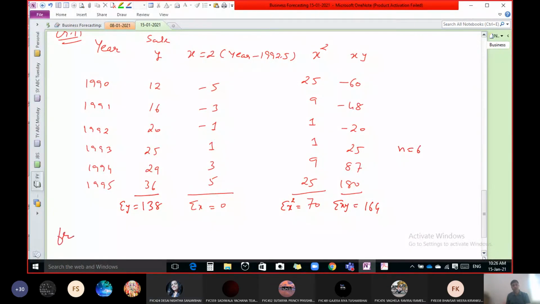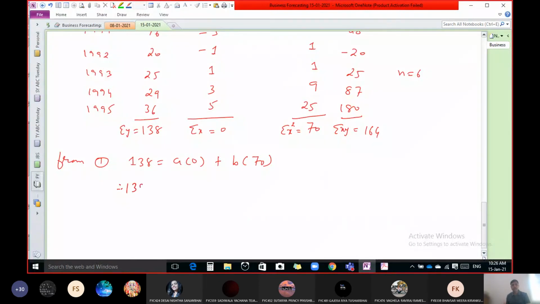So let us start from equation 1. Sigma y is 138, equal to a into sigma x, which is 0, plus b into sigma x square. Sigma x square is 70. So we get 138 equal to 70b. So b equals 138 divided by 70. What is it? 1.97.